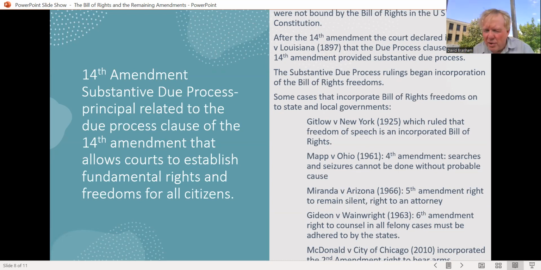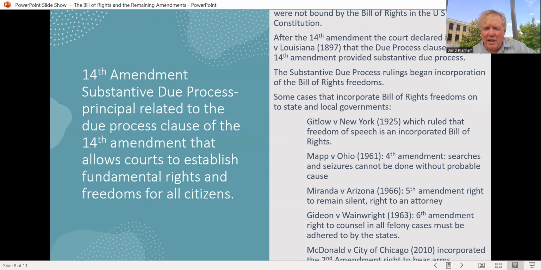So states could limit your free speech. States could limit the press. In most state constitutions, they had it where those Bill of Rights freedoms were there for all people in states. But until this substantive due process came along, you could not apply the federal constitution to the states.